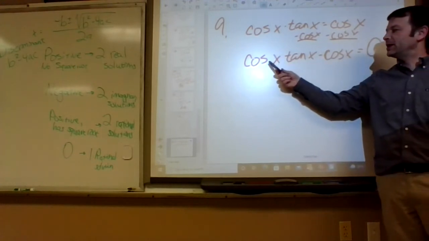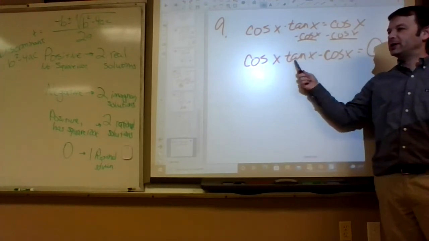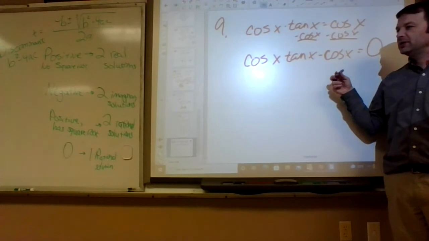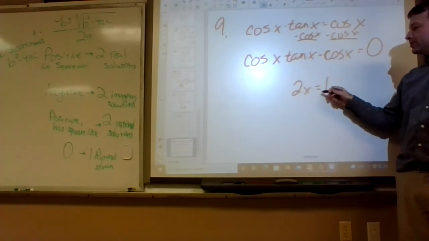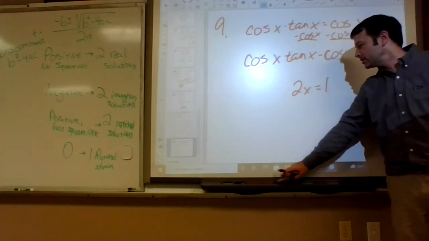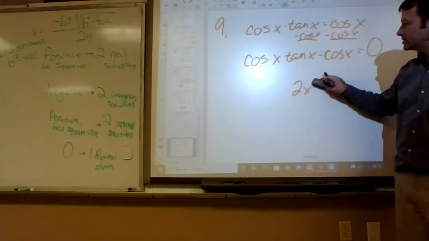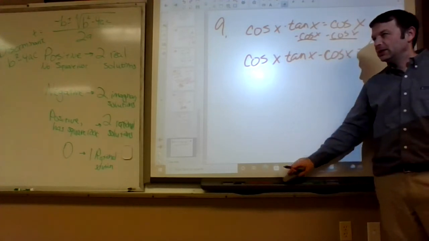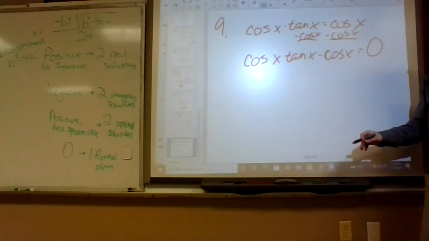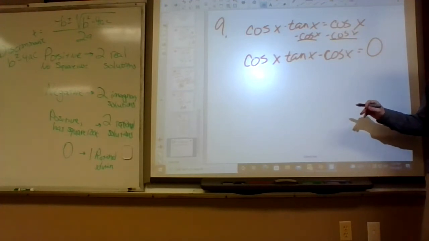How are you going to factor? This is a multiply thing; you can't subtract. You can't do like 2x minus 1 equals 1x, that doesn't work. You can't do cosine x times tangent minus cosine equals tangent. It doesn't work that way. We can factor though.